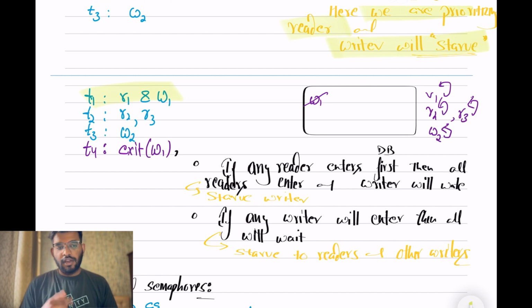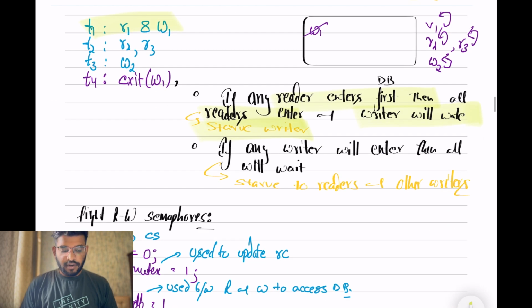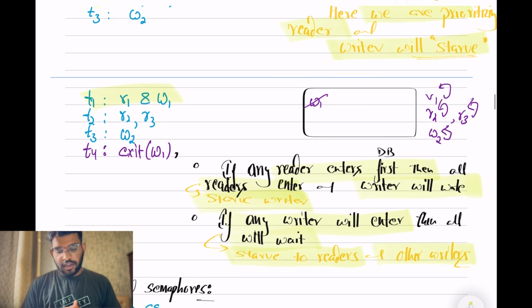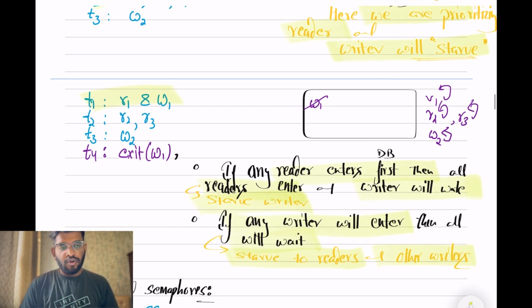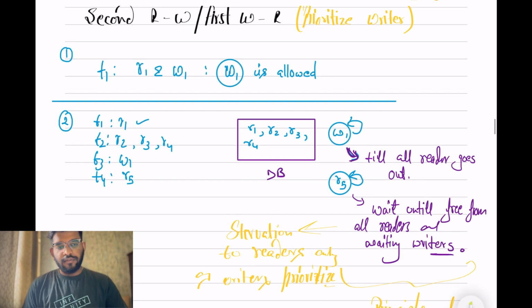Another way to deal with this: the first case remains the same. If no one is using the book, then either a reader can read the book or a writer can write the book. Assume a reader is reading the book and W1, a writer, comes. The writer is waiting for reader 1 to finish reading. While waiting, multiple readers come, like reader 2 and reader 3. Reader 2 and reader 3 have to wait until W1 has written the book.